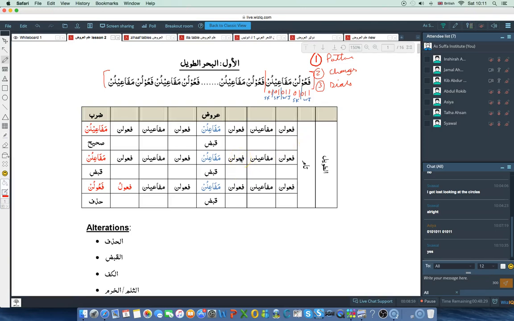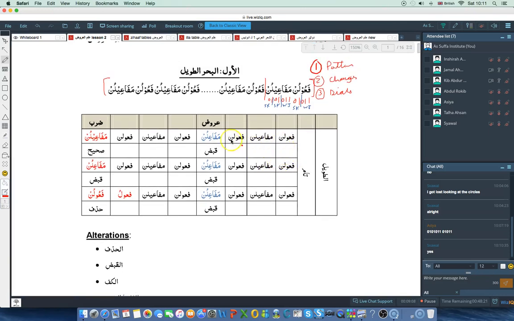Now, what changes are going to occur to this? The changes that are going to occur are as follows. First of all, if you look at this table, remember we said before, this is the middle of the poem. The end of the poem is called darb, and the end of the first part of the couplet is called arood. And anything from here up to here is called what? Anyone remember?